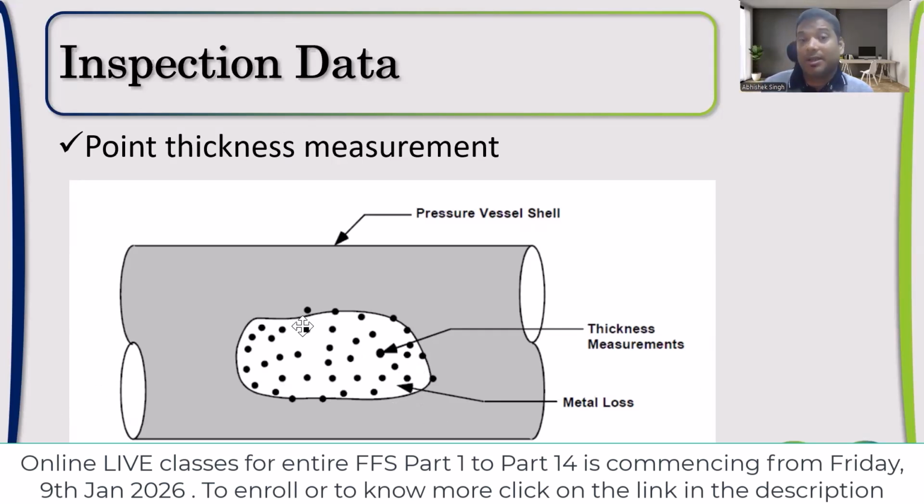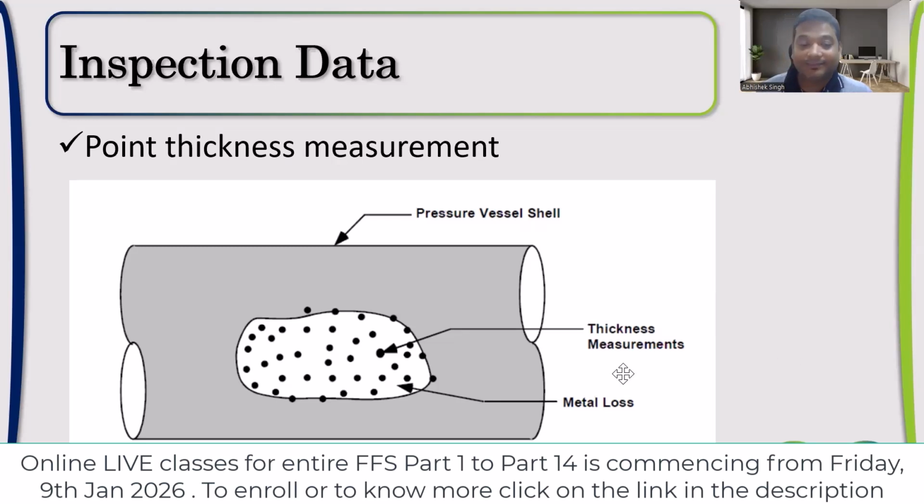Now the next question will be how many points at least I need to take. 579 mentions at least 15 points are required. Minimum you have to take 15 points. You can take much more than that. There is no limitation on the upper side. The more the readings, it is good for that inspection. More data, more accurate result in fitness for service, because everything depends upon that.